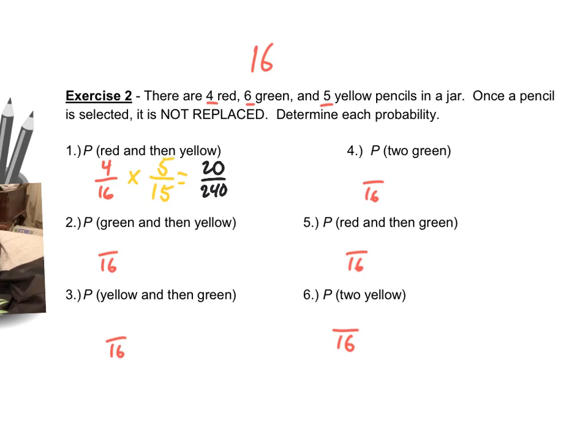For right now, I'm not going to bother simplifying these. I'm not going to simplify the rest of these. This one's pretty easy, though. I can cross out my zeros. I have 2 over 24, which is just 1 over 12.